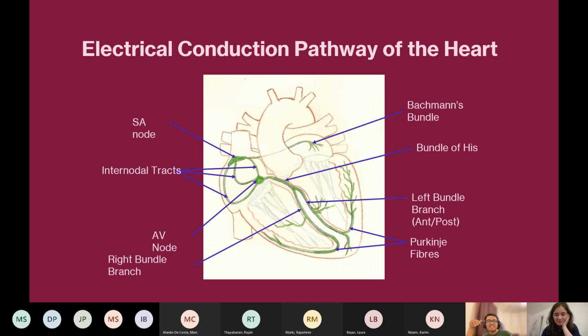No, I think this is the one. If these are two pathways between two nodes, what do we use to describe things that are between two things? Yeah. So it's the anterior, intermediate, and posterior internodal pathways.